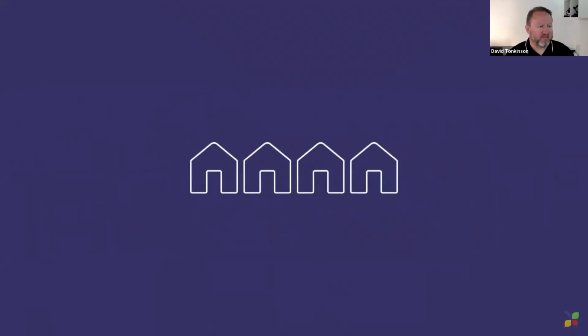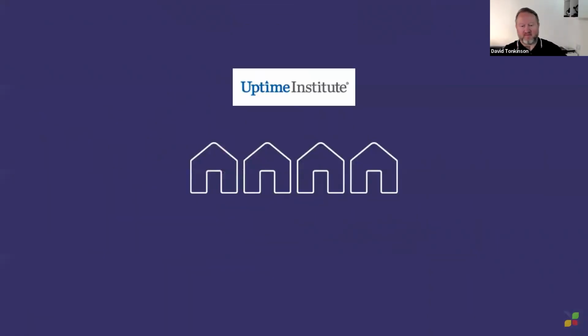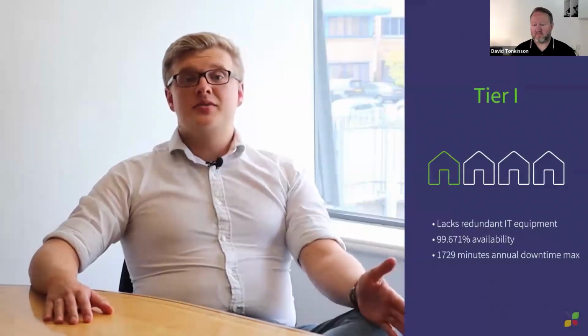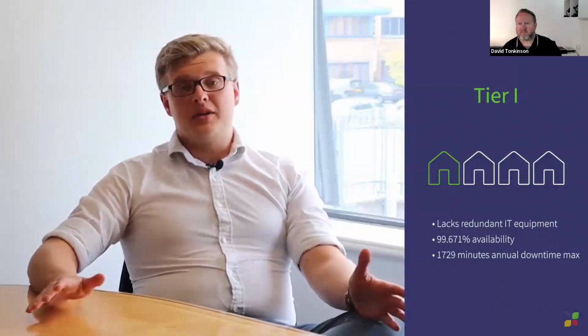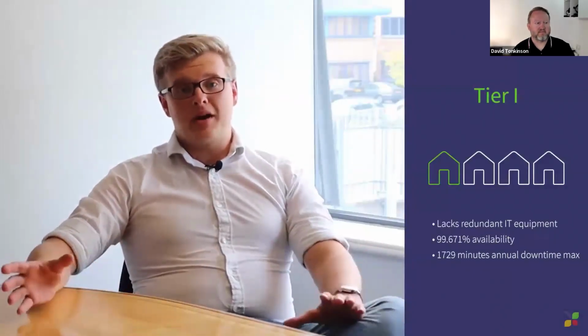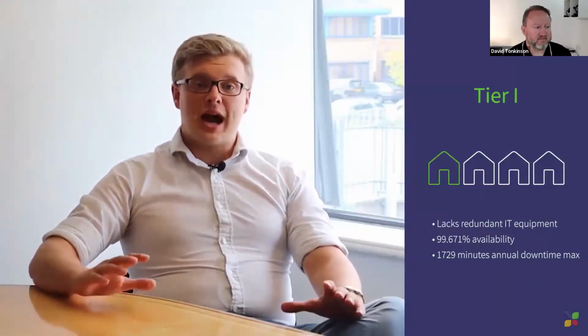So what are the 4 tier levels? We'll focus on the Uptime Institute's tiering because that's the one that most people use. The tiers run through 1 to 4, with 1 being the least redundant and 4 being the most resilient. Tier 1 has little to no redundancy, and if the power goes, the whole site will go out. There'll be no backup power generation, and it's only useful for applications and systems that you're happy to go offline at pretty much any point.